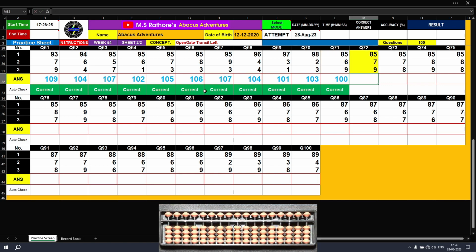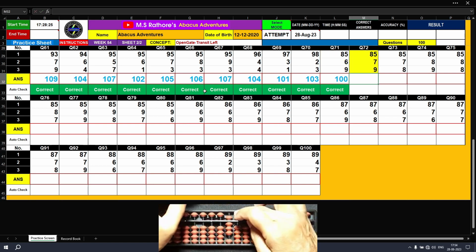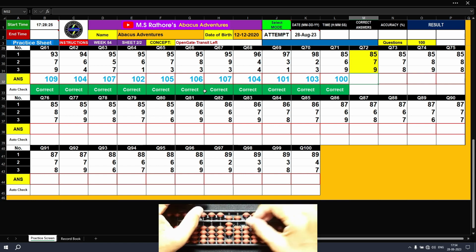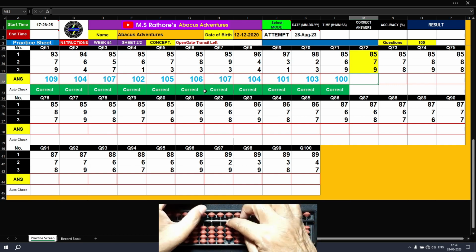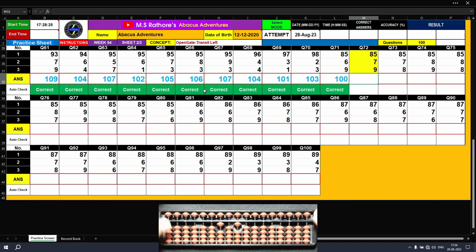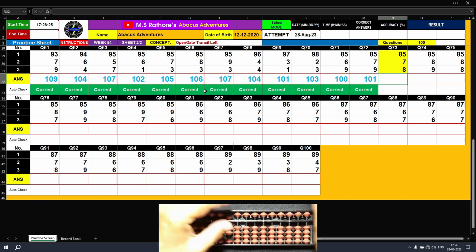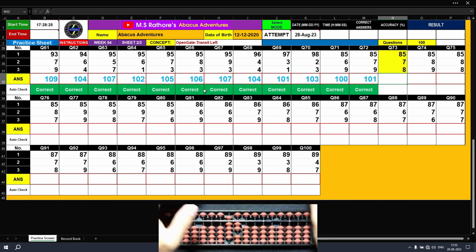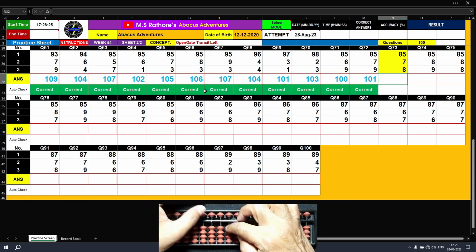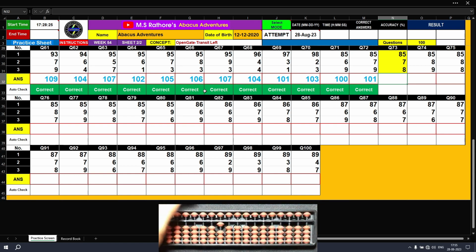Question number 72. Plus 80 plus 5, it's 85, plus 7 equals plus 2 minus 5 plus 10, it's 92, plus 9 equals minus 1, open the gate, plus 10, it's 101. Question number 73. Plus 80 plus 5, it's 85, plus 7 equals plus 2 minus 5 plus 10, it's 92, plus 8 equals minus 2, open the gate, plus 10, it's 100.